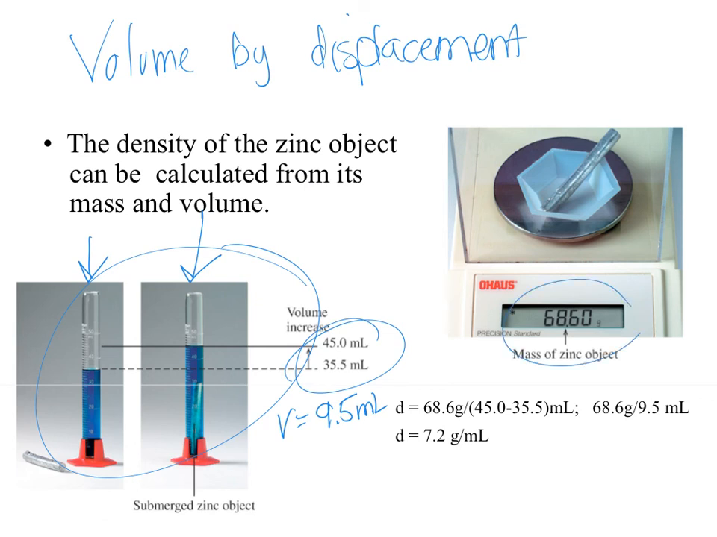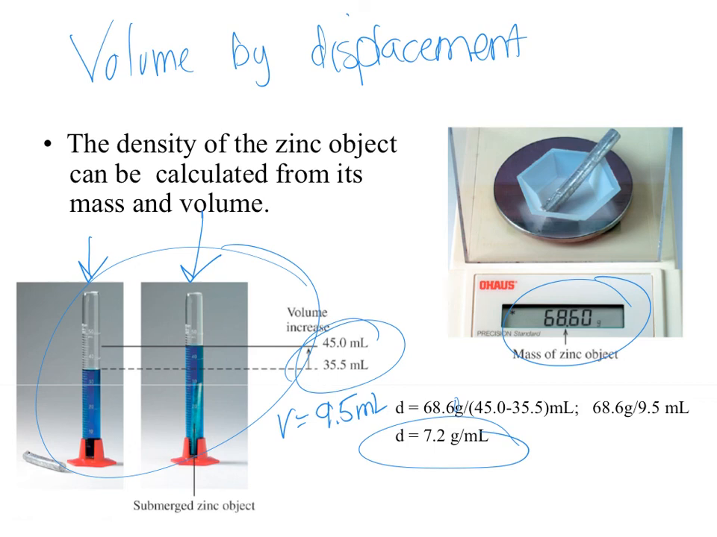Okay, mass came off the balance. 68.6, I don't know why the zero's not there. You report everything that the balance says. So 68.60 grams divided by 9.5 milliliters, and you get a density of this guy of 7.2. All right, that wraps up this segment.